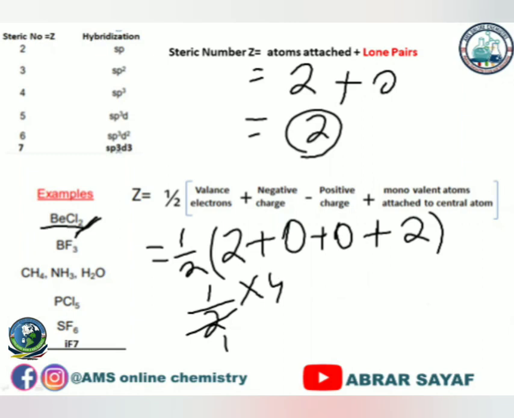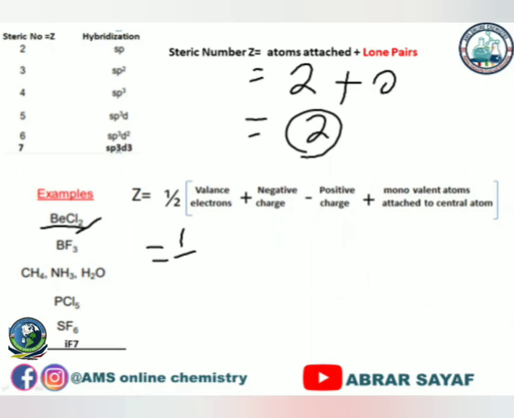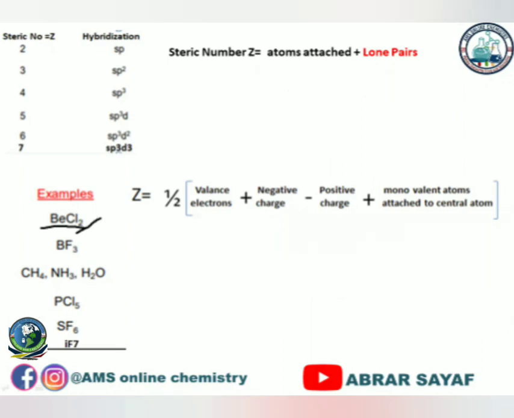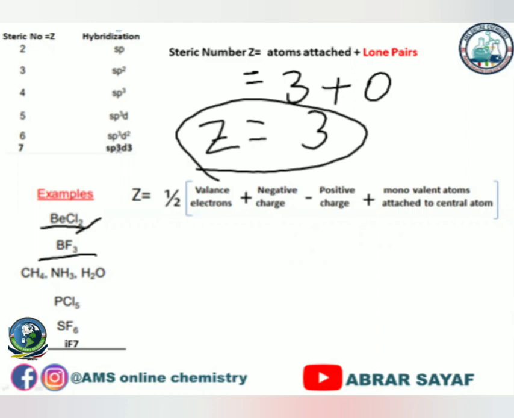Now let us discuss another example, BF3. Looking at BF3, boron is the central atom and fluorine atoms are attached. According to this formula, the number of atoms attached is 3, and boron belongs to the third group and has no lone pair, so 3 plus 0 is equal to 3. So the steric number is 3 according to this formula.